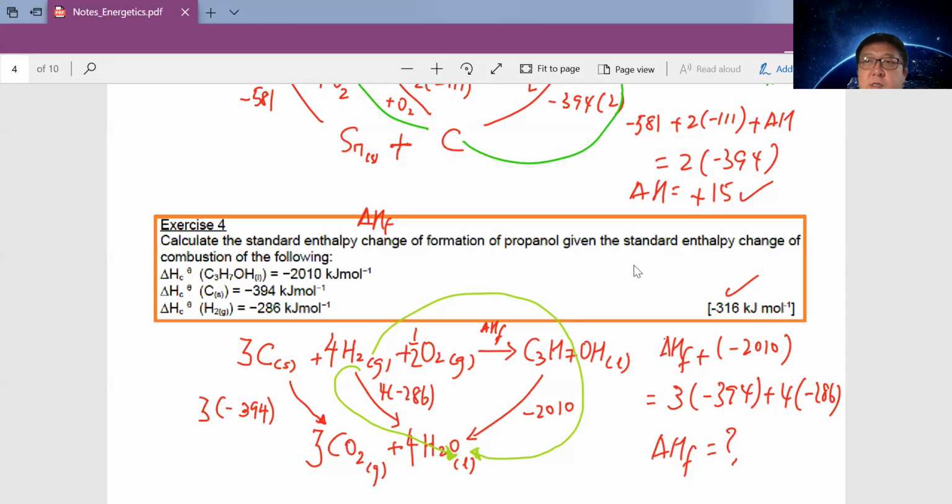Negative 316 kilojoules per mole. Yes, Rachel? Why is it that H2 must be 286 times 4? Why not times 2? Times 4, because you have 4 moles here. Enthalpy change of combustion.